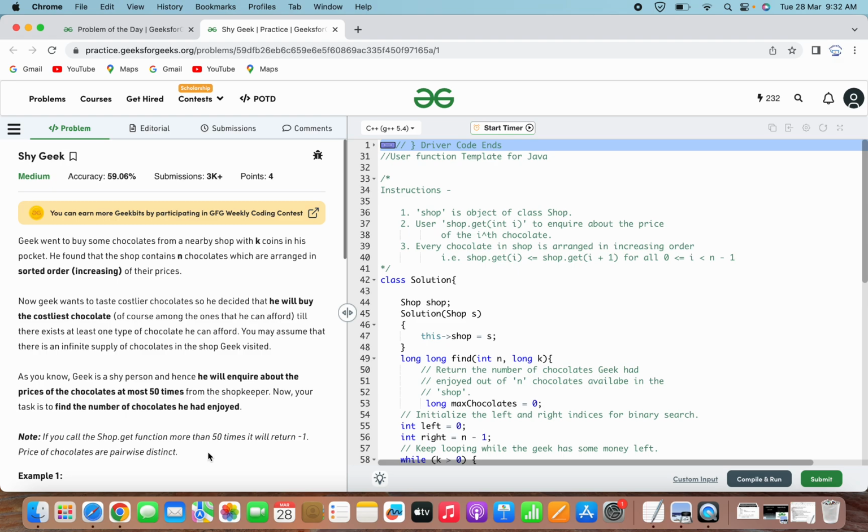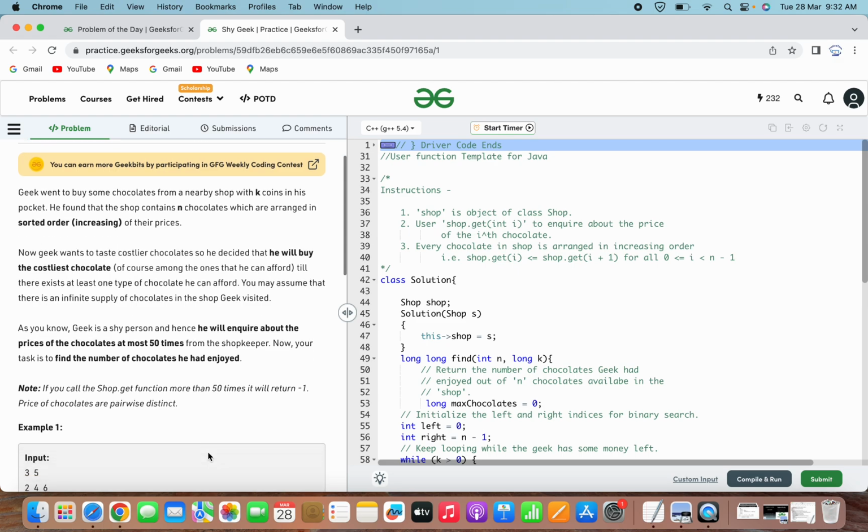And for buying the costliest chocolate, you need to first get the price. And Geek is a shy person, so he will ask the price of the chocolate only 50 times. Now we have to find how many chocolates he would have enjoyed with the coins he has in his pocket. Another criterion is that he would be buying the costliest chocolate first. I hope the problem statement is clear.